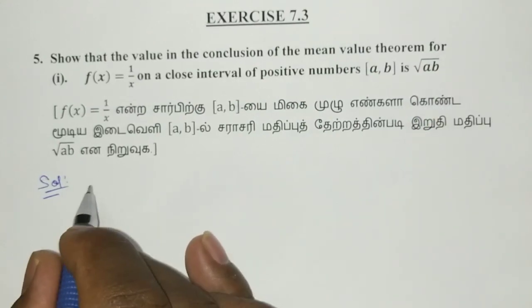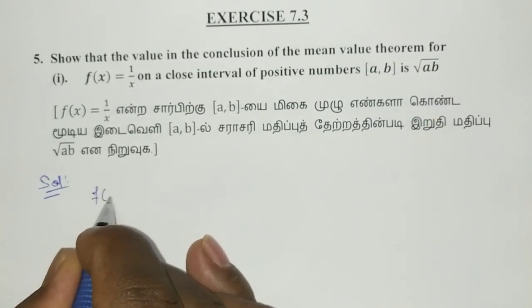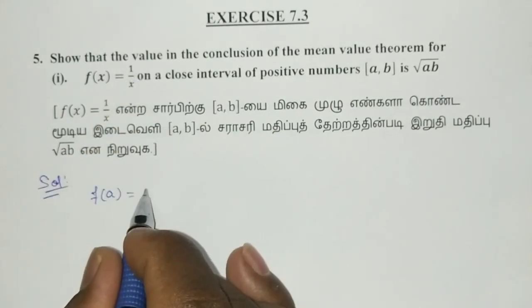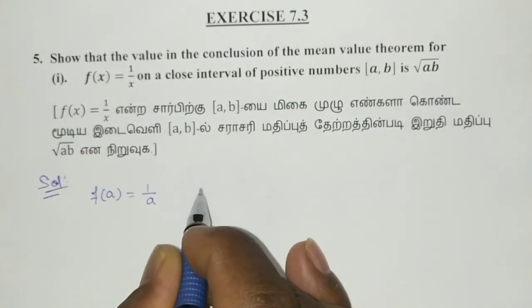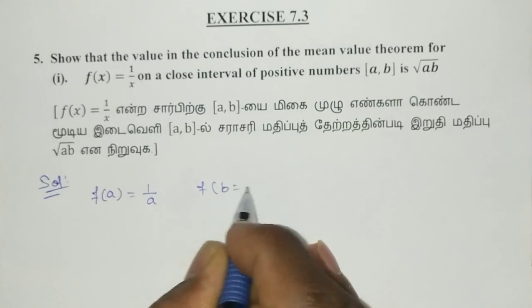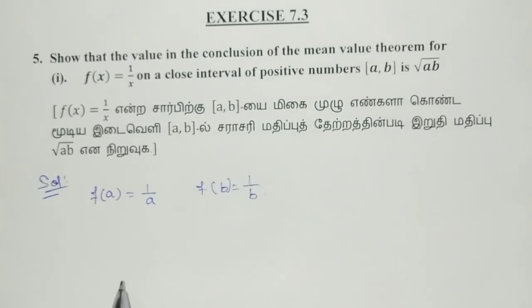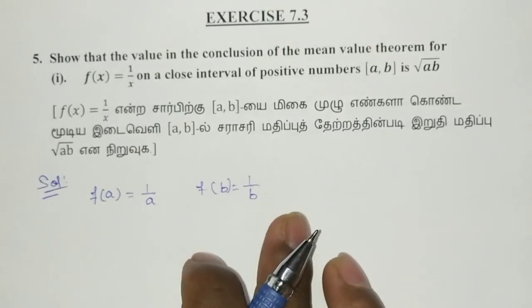Now, what is Lagrange's theorem? First, the lower limit: f of a equal to, substitute a in place of x, 1 by a. Next, f of b equal to 1 by b. So find f of a and find f of b.